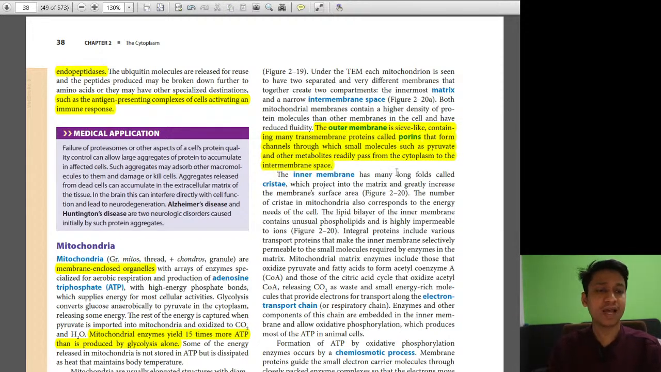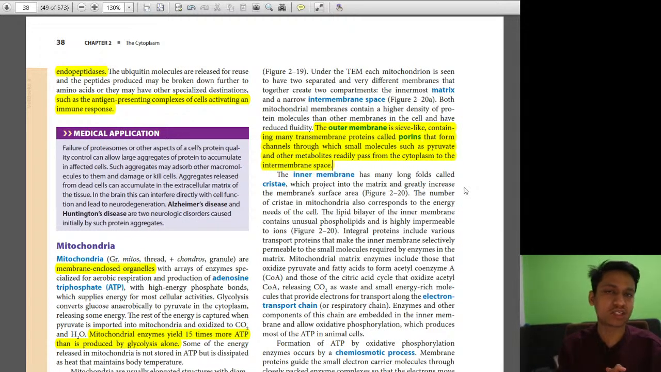The inner membrane has many long folds called cristae. You know, I sometimes misspell this word; when I was reading this as a kid, I always misspelled it, and the misspelling has stuck in my brain. But it's called cristae. The inner membrane has many long folds called cristae, which project into the matrix and greatly increase the membrane's surface area. So cristae, as we know, we had this in the ER as well.